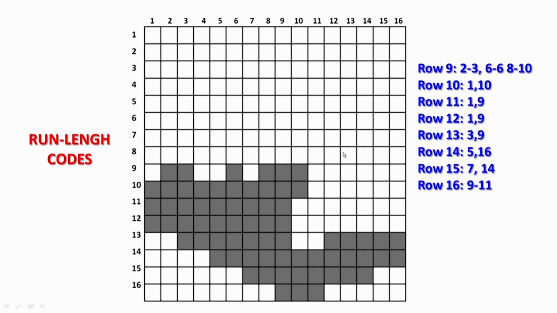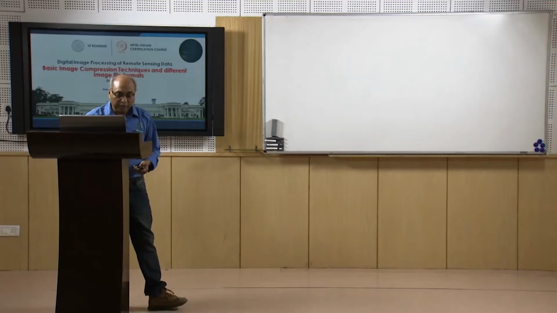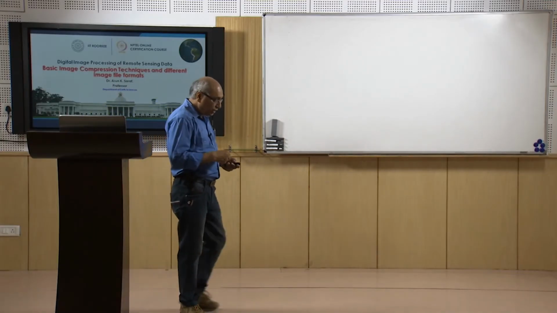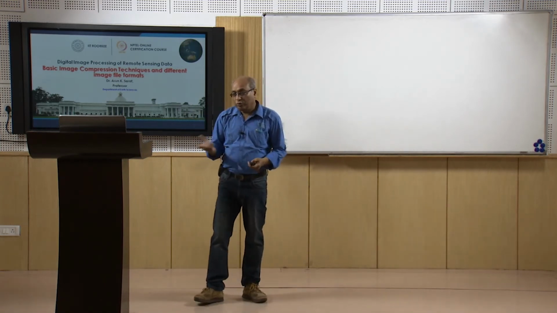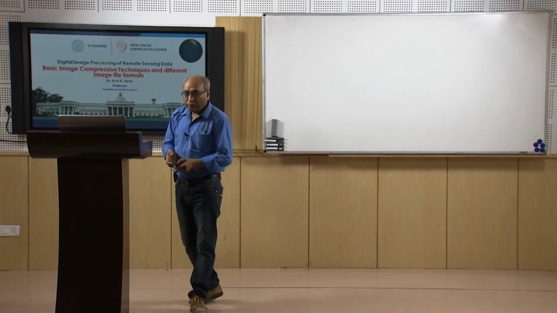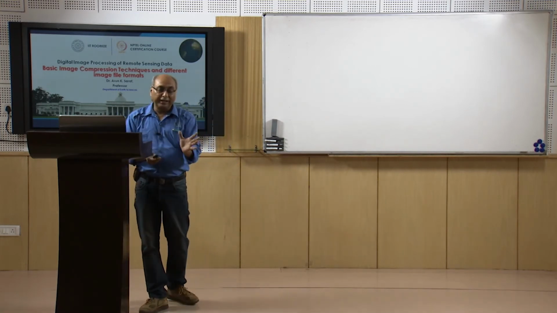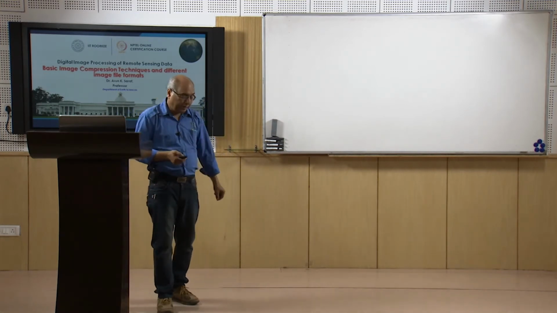Same with the row 11, 1 to 9, and so on and so forth, till you reach the last row, and that last row is 16, and the shaded area which has to be coded starts from column 9 and ends at column 11. So likewise, instead of storing the values for each pixel, we store only, in this example, only 8 rows and the length of the shaded area.